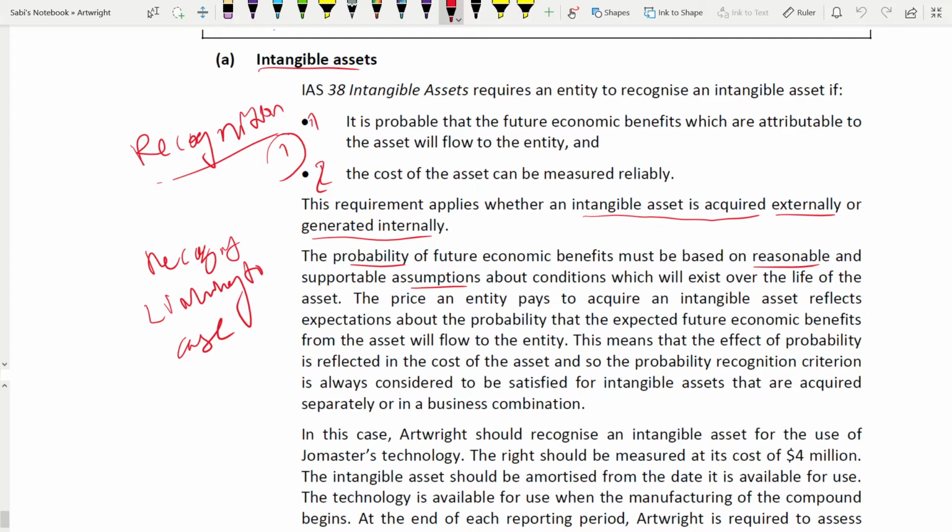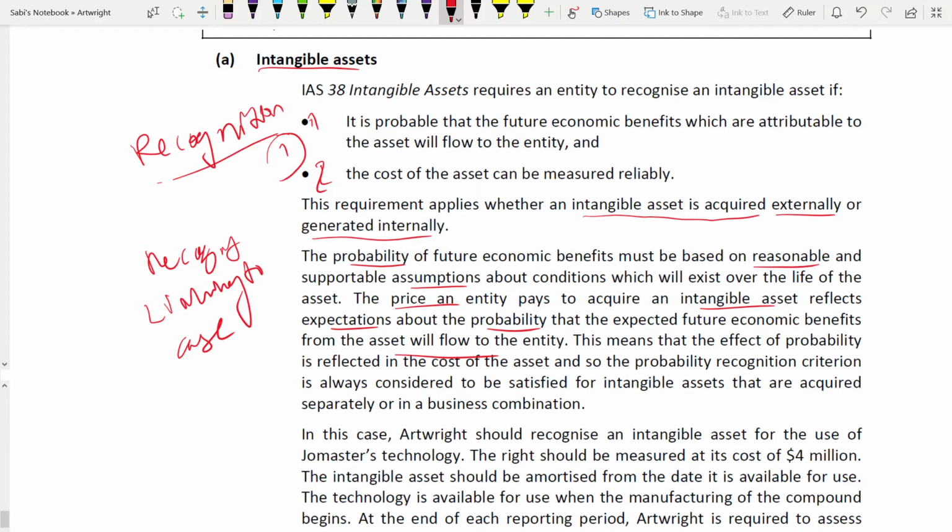So the price an entity pays to acquire that intangible asset. You are paying a price to get an intangible asset. That reflects expectations about the probability. What is the probability that you are going to get some benefit? Benefit will flow to the entity, because when you pay, you get the intangible asset and you get the benefit the entity is going to receive. Economic benefits flow. Understanding? So what does this mean?